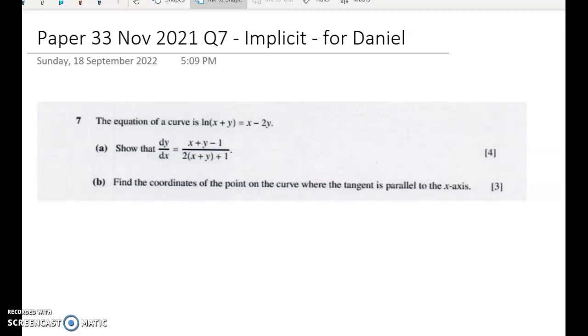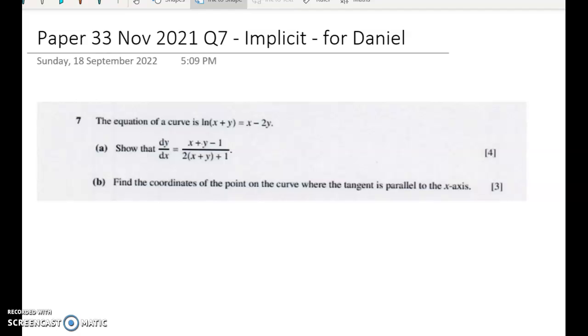Kia ora koutou. This question is a request from Daniel, and it's out of the booklet that I gave out in class about 10 days ago, the one that I did worked solutions for the first half. So this is in the second half, and this is a question that uses implicit differentiation, and you do have to keep your wits about you to get all the way through it.